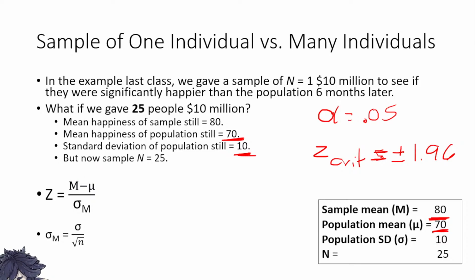The formula for standard error is the standard deviation of the population divided by the square root of the sample size. The standard deviation of the population is something I gave you.